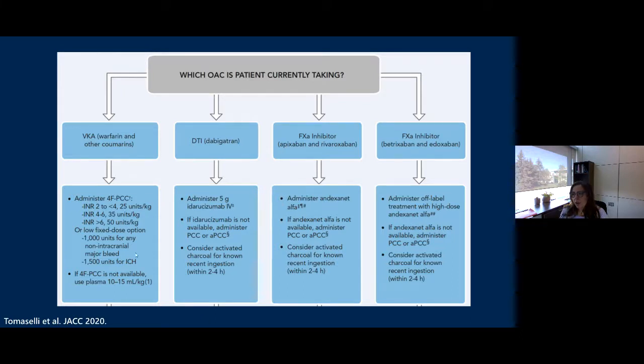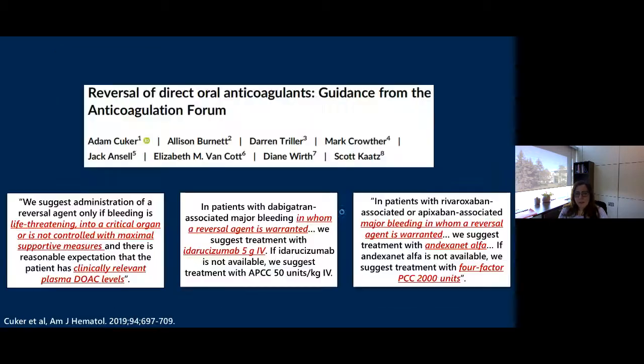For patients on dabigatran, we're going to be giving idarucizumab. For patients on a factor Xa inhibitor, here we recommended andexanet alfa. If it's available. If it's not available, then 4-factor PCC. But again, there are regional variations in how that's implemented in clinical practice. This is another guidance document that I like from the Anticoagulation Forum, which really says the same thing. In the event that a patient has life-threatening bleeding, and we expect that the patient has clinically relevant DOAC levels, then reversal is indicated. And really, it's the same strategy as we had suggested in the ACC document.